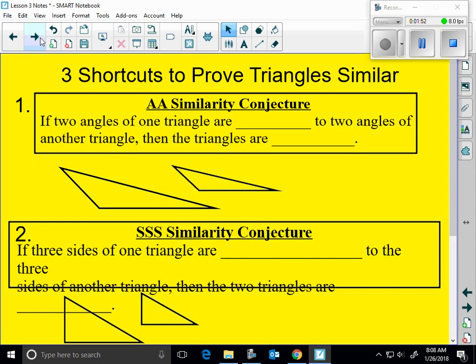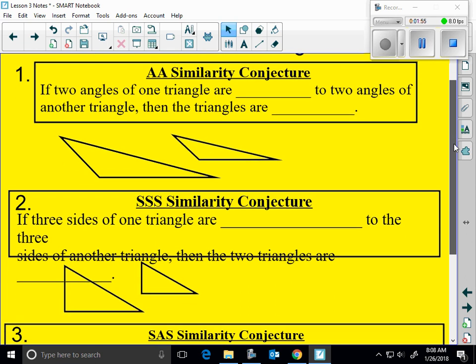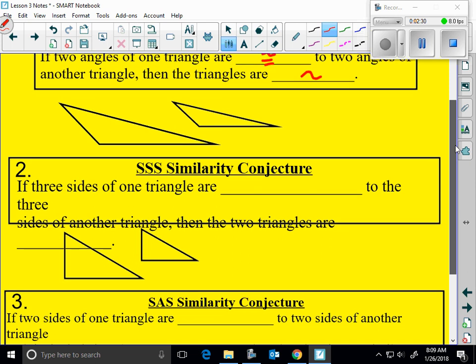Here are the 3 ways that we can prove triangles are similar. If 2 triangles, this is all you need, have just 2 pair of congruent angles, we can say they're similar. How's that possible? Well, we'll get to that in a minute. If 2 angles of one triangle are congruent to 2 angles of another triangle, then the triangles are similar. I'm going to use this symbol for similar. Okay, so I got the lasagna symbol for congruent and the spaghetti noodle for similar. Okay, we'll get to why in a couple minutes here.